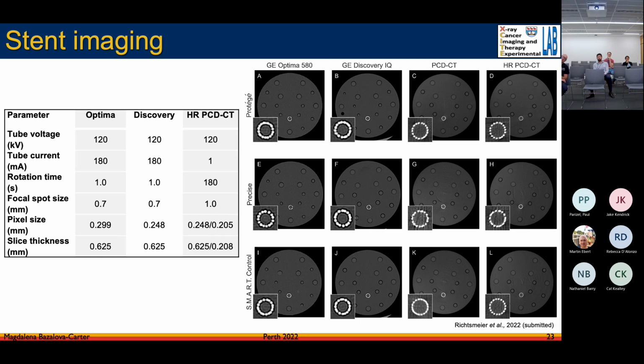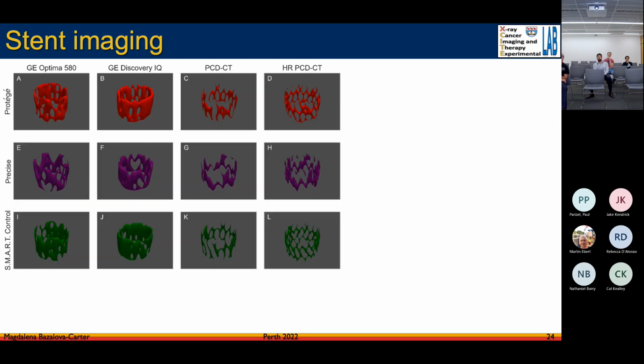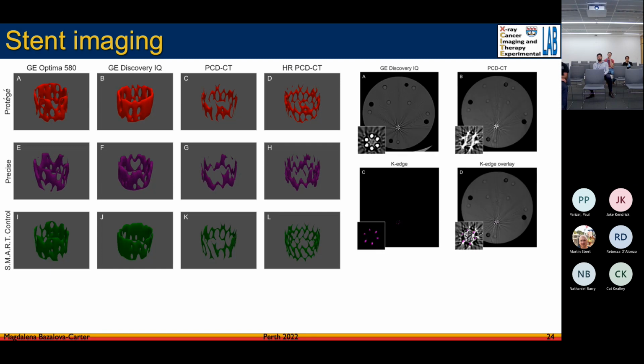I'll have some quantitative data as well. So we're quite happy about that. We could also create 3D volume renderings of the 3 different stents. And again, it's pretty obvious that the PCT-CT produces a much nicer, much more realistic structure of the stents themselves. I can also play with the window level, but they're set the same for all 3 stents. And this one in particular can be seen really nicely in the high resolution PCT-CT.